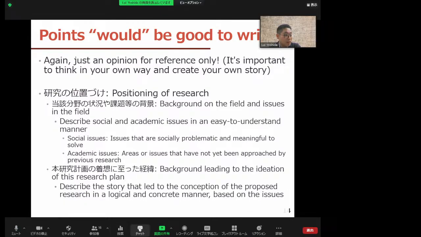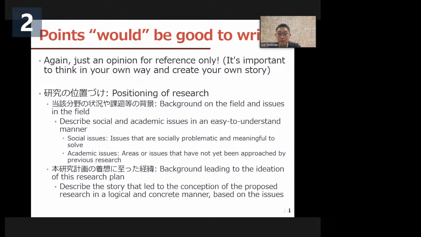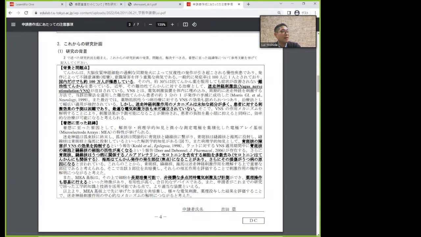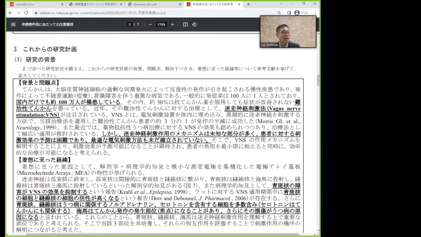Now I will show my research proposal. In my research proposal, my research was about biomedical engineering. I am interested in epilepsy, and within epilepsy there is drug-resistant epilepsy. The percentage of drug-resistant epilepsy is 30%. Just in Japan, those who have drug-resistant epilepsy number 0.3 million people. So it is a very big number.